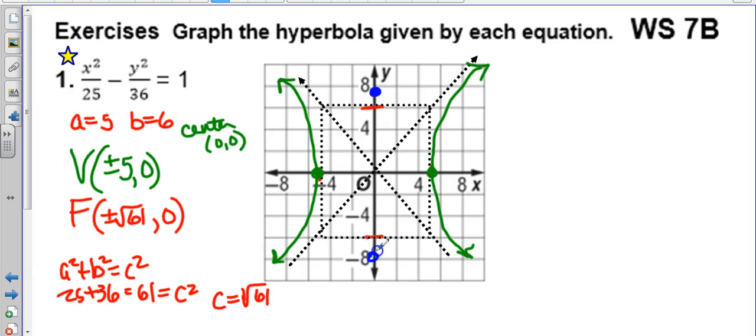Whoa! What did I do wrong? It's totally on the wrong axis, right? They belong inside the U's, as I said earlier. There we go. Close to 8.